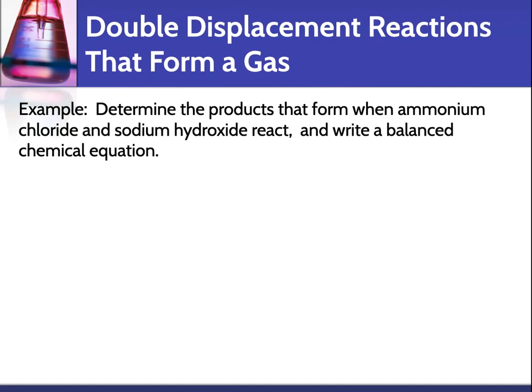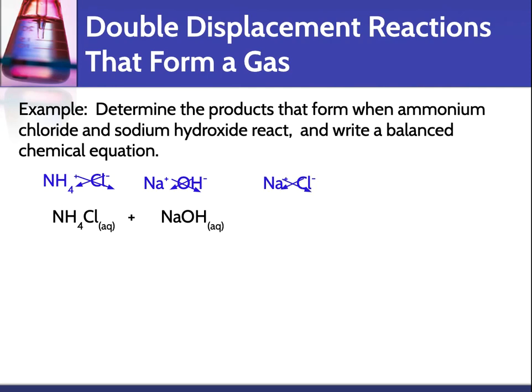Okay, let's look at one more example. Determine the products that form when ammonium chloride and sodium hydroxide react and write a balanced chemical equation. Ammonium chloride looks like this, NH4Cl. Sodium hydroxide looks like that. Now we're going to carry out the double displacement. We're going to switch the spots of sodium and ammonium. So we're going to have sodium chloride and then ammonium hydroxide.